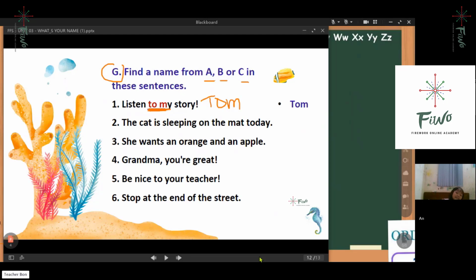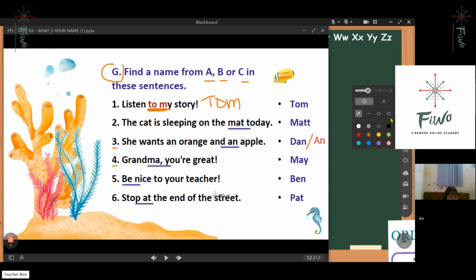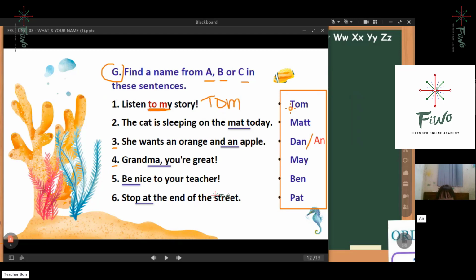Okay, can you please read the names? Please, Anne, read all the names here. Okay, please repeat after me, Anne. Tom, Matt, Don, Ann, May, Ben, Pat. Okay, so these are the names that we can find in these sentences.